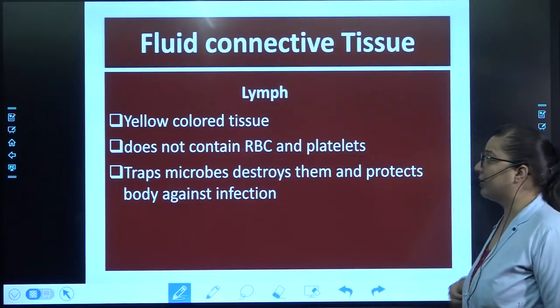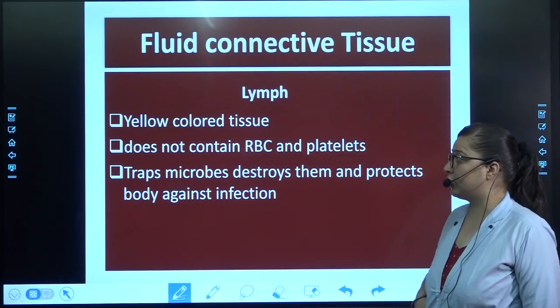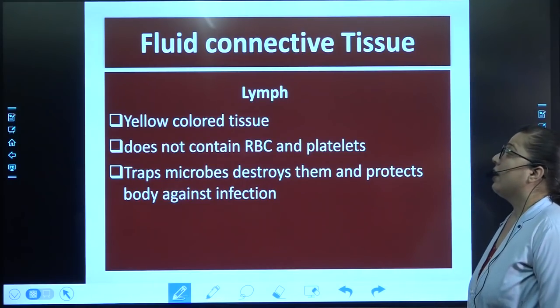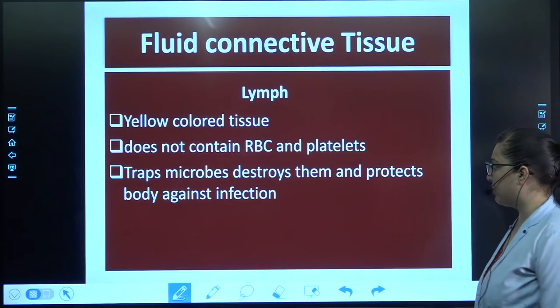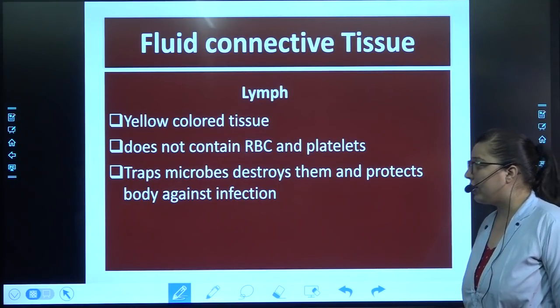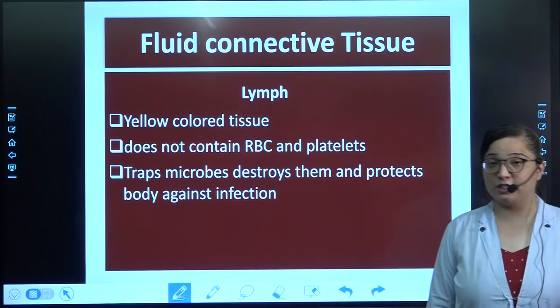Then you have the lymph. Lymph is a yellow colored tissue. It doesn't contain any red blood cells and platelets. It will trap the microorganisms which are present, and ultimately it will help protect the body against any kind of infections. Alright.